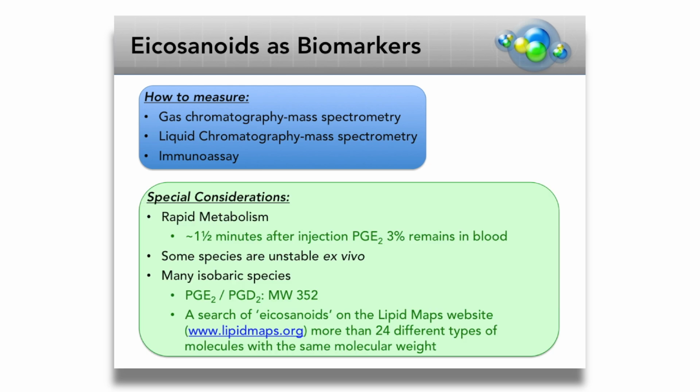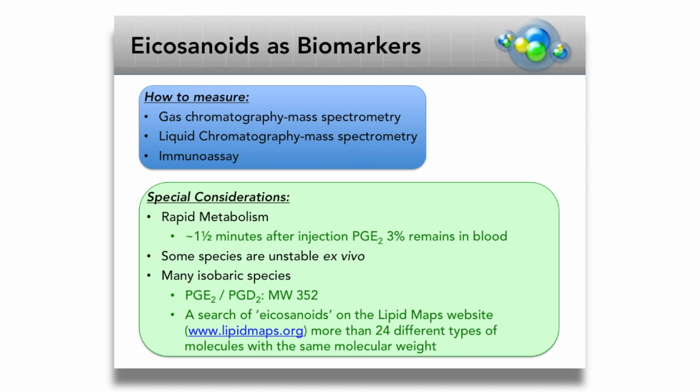Thus, mass spectrometry is the method of choice to quantify these compounds. But when we think about eicosanoids as biomarkers and how to measure these using mass spectrometry, we need to consider the lessons of the past and take in special considerations. First, eicosanoids are generated at very low levels in vivo, so sensitive and specific quantification is a must.